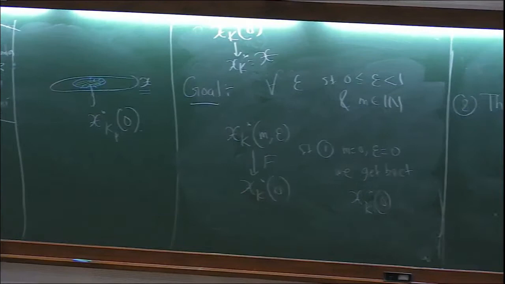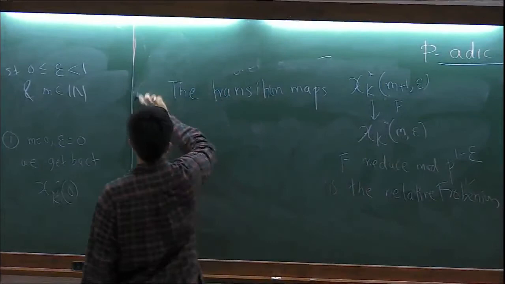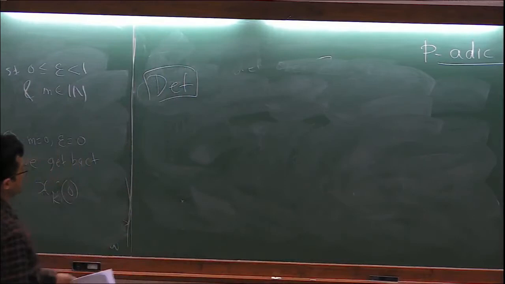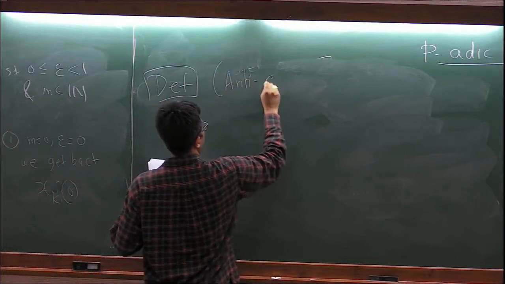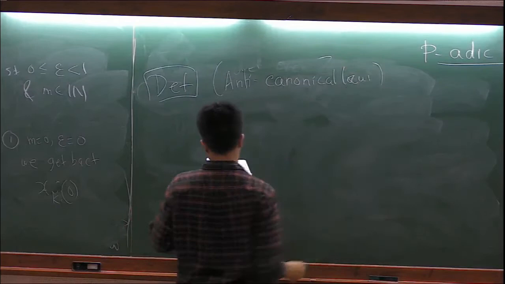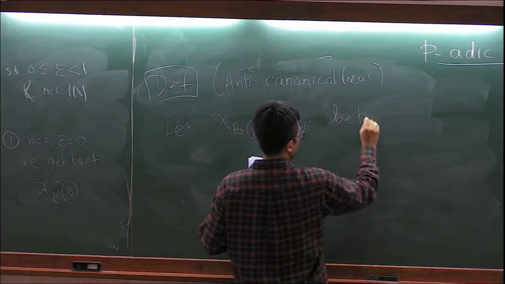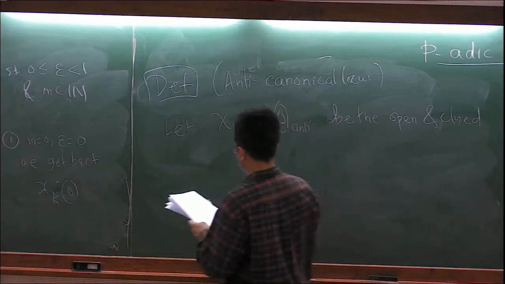Okay, so now if you have this, last time I defined only anti-canonical subgroups. Now this anti-canonical locus, zero, open, closed locus inside.